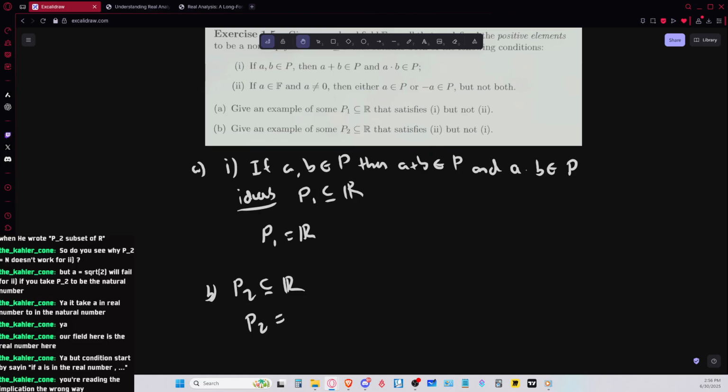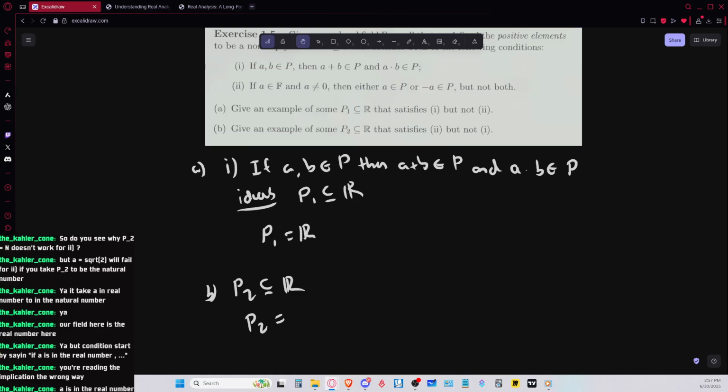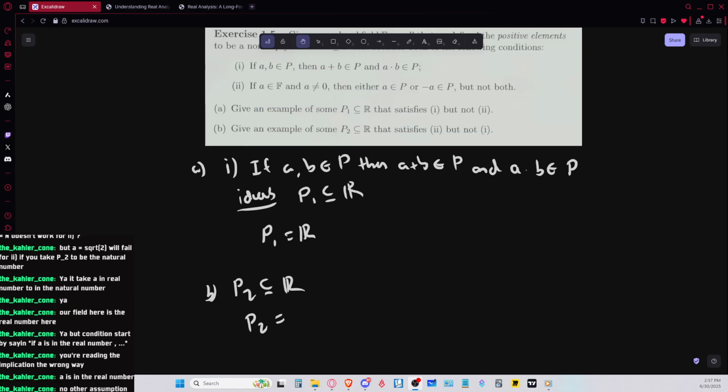Yeah, taking the real numbers to be the natural numbers. Yeah, our field here is the real numbers. Yeah, but the condition starts by saying if A is in the real numbers, right? You're reading the implication the wrong way. A is in the real numbers. Okay, so it's in the real numbers, so that means it has to be a real number when it's in P. Is that what it is? So is A supposed to have the properties of P, or is it supposed to have the properties of F? That's the one thing that I think maybe I'm getting confused about.